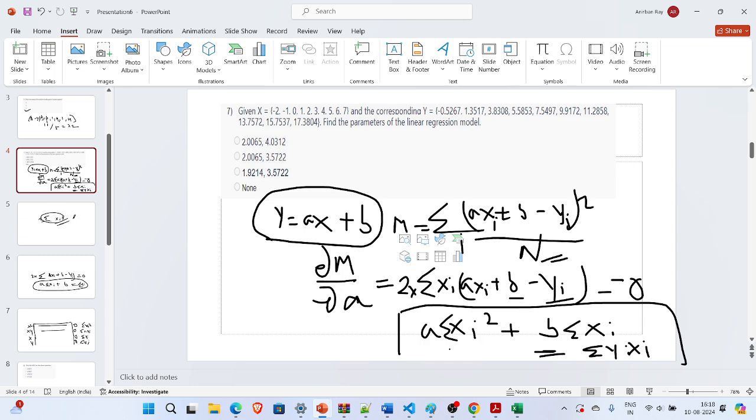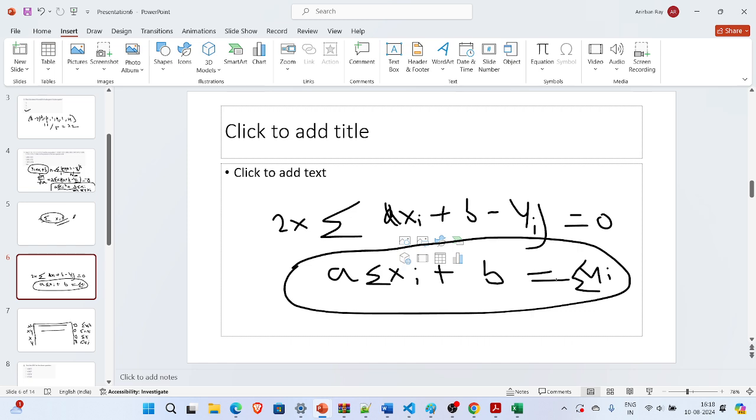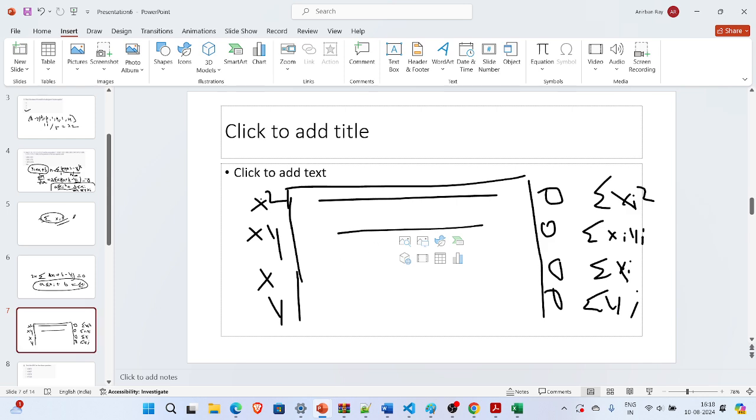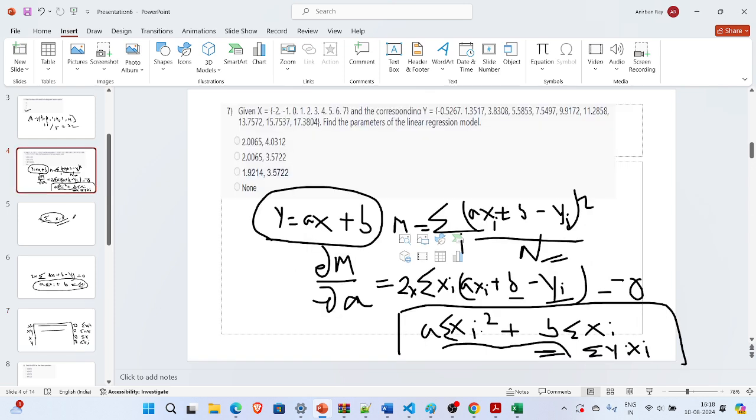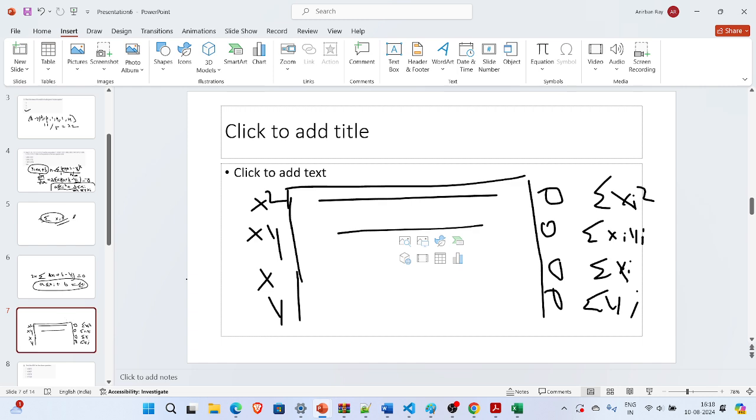First, we write this in the equation form, and then with respect to b we do as well. We're getting this. Then we calculate the values. As you can see, xi square is needed, so first we write the x square values here, then sum these up. That is summation of xi square. Got it? Like that we have to do it for every value.